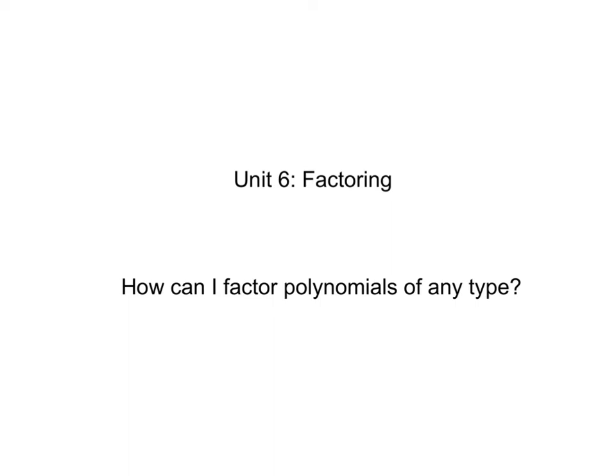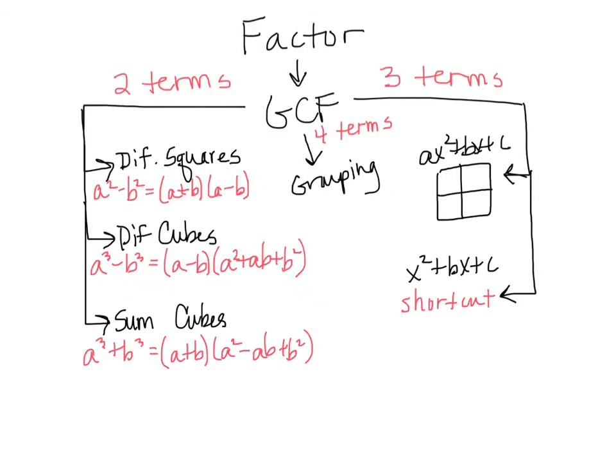For your Unit 6 video, we're going to be looking at factoring polynomials of any type. Shown on this side is your factoring flowchart. Remember that you always start up here with the word factor. When I ask you to factor, the first thing that you always do is look for a GCF. After you've pulled the GCF out, you have to look and see how many terms you have.